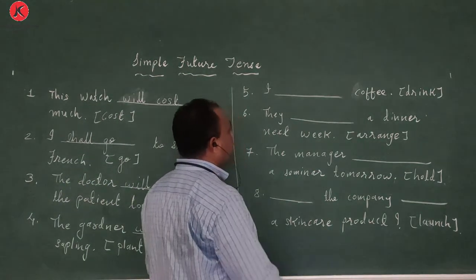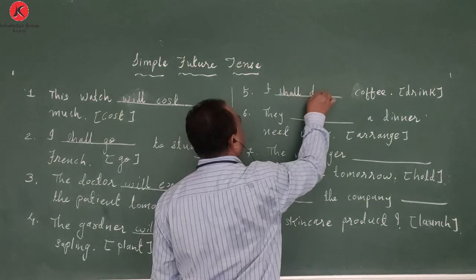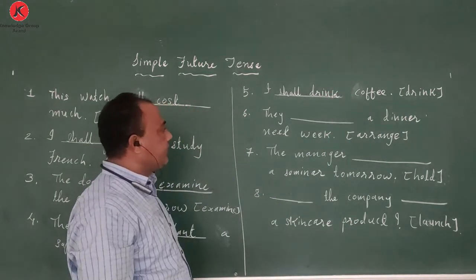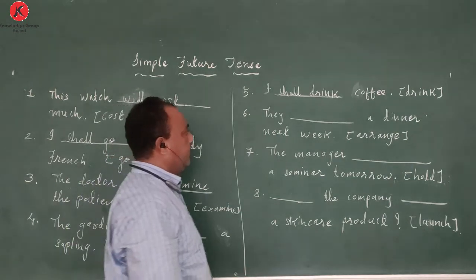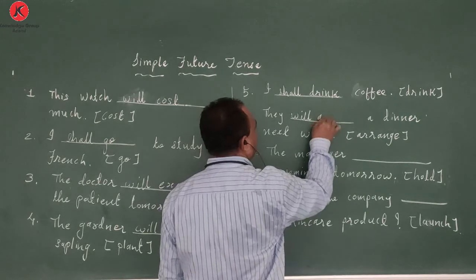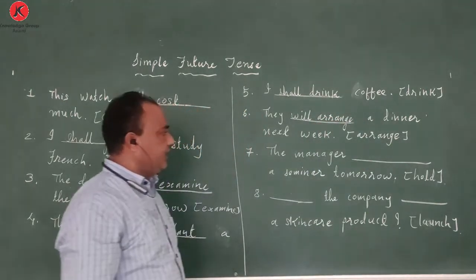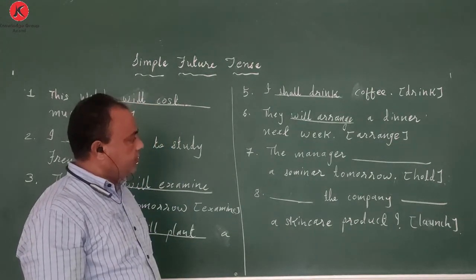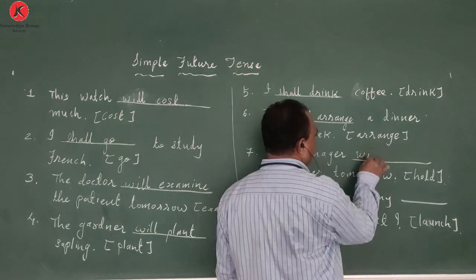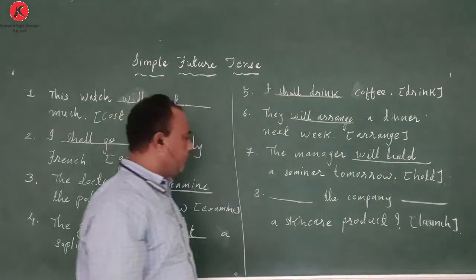I dash coffee. I shall drink coffee. They dash a dinner next week. With they we generally write will: they will arrange a dinner next week. The manager dash a seminar tomorrow. The manager will hold a seminar tomorrow.